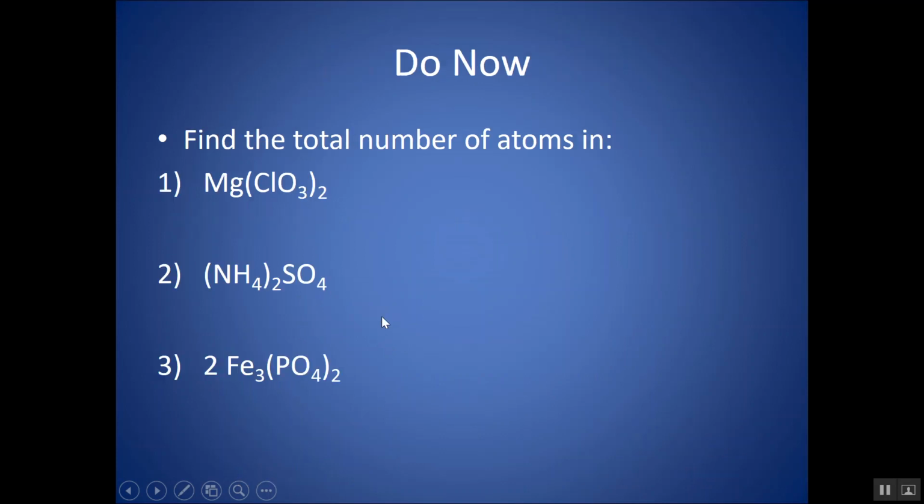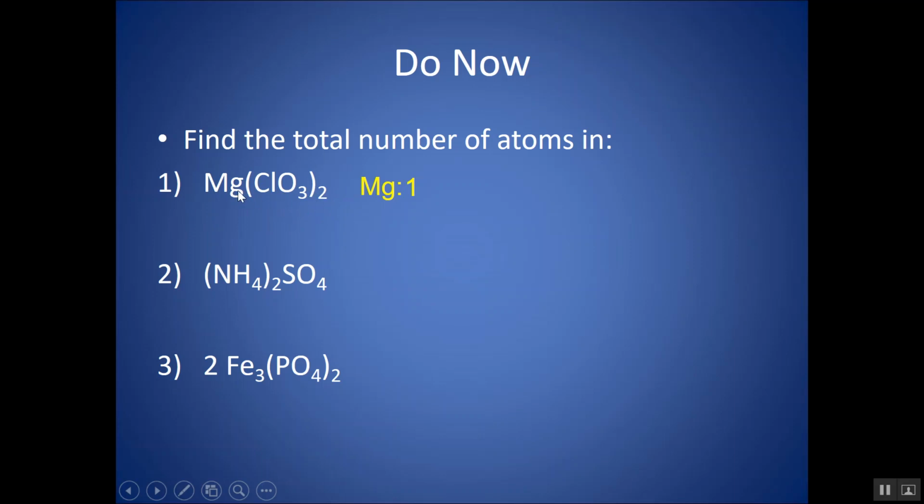So just take a moment and try this example. Find the total number of atoms in each of these formulas here. This one happens to have a coefficient in front. So it'd be helpful to find the number of each of these types of atoms and then add them together. So if I look at this magnesium, Mg has a subscript of 1, so there's 1 magnesium. Chlorine is within parentheses, so there's a 1 subscript within the parentheses, and there's a 2 subscript outside. And remember, whatever subscript is outside of parentheses has to get distributed to everything in it.